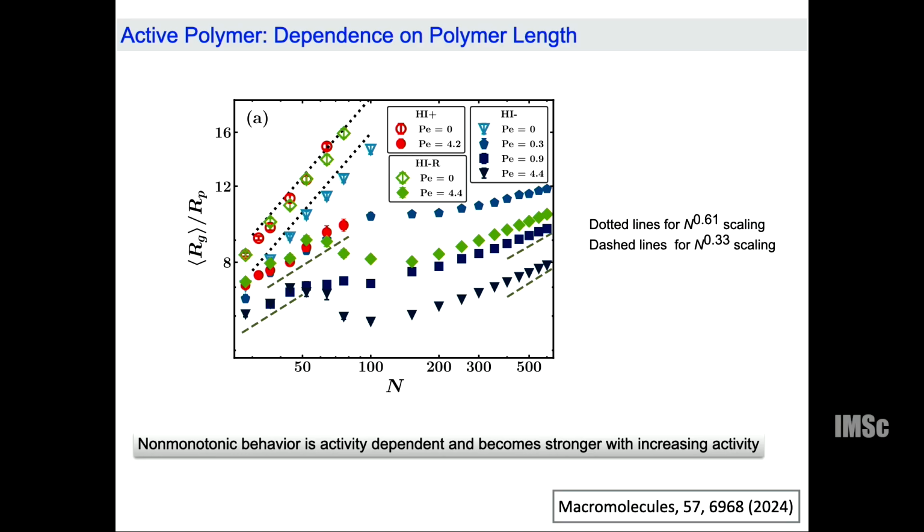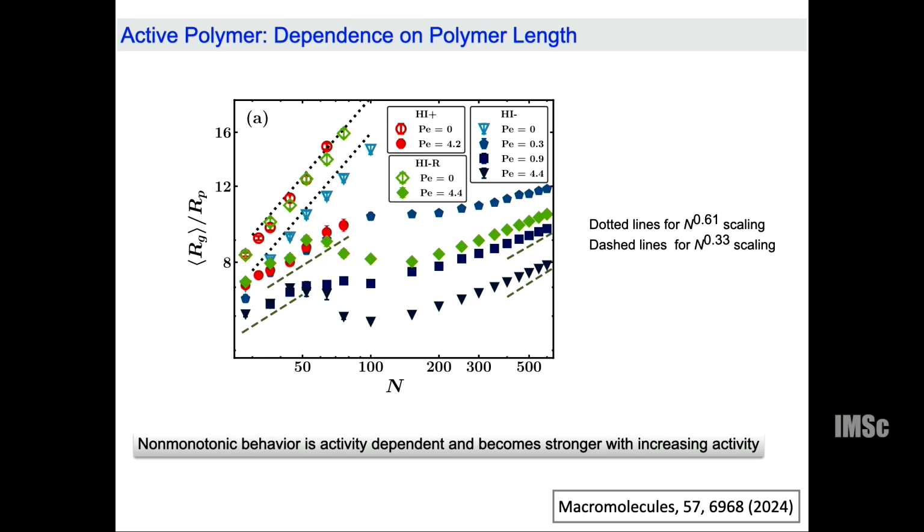The next question that I had asked in the beginning is, what will happen if I have a long polymer, which I could not access with the explicit solvent, right? So you can see this again, the red ones are with the hydrodynamics, the blue ones are without hydrodynamics. I can access large N. Interestingly, when I go to large N, we see a non-monotonic behavior of Rg with N. That's very interesting.